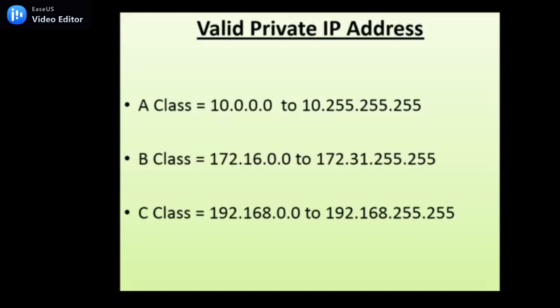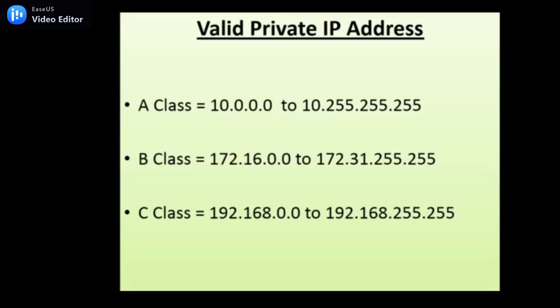So just to avoid this collision between the public and private IP addresses, we have to reserve these private IP addresses. For class A, the reserved private IP range is between 10.0.0.0 and 10.255.255.255. For class B it is 172.16.0.0 to 172.31.255.255, and for class C it is 192.168.0.0 to 192.168.255.255.